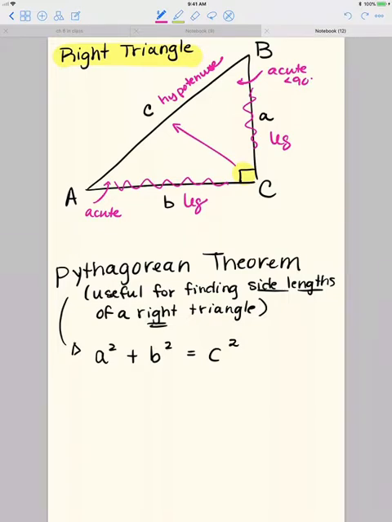Then if you'd like to find missing side lengths, given that you have two, you have the Pythagorean theorem. You'll plug in the values that you have, you'll square them, you'll solve for the missing side. Sometimes you give it exact, sometimes you can give a decimal.